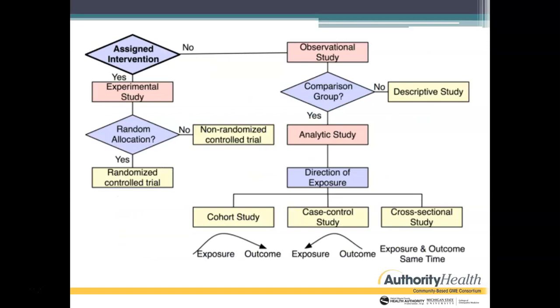So here's a pretty decent chart. If you think about it, just ask: is there an assigned intervention? If it's yes, then you have an experimental study. And then these are just the two kinds of allocations. Over here we see observational study. Is there a comparison group? If not, that's just descriptive. If yes, then you have to look at the direction of the exposure in the study. If the exposure came first and they're following the outcome over time, then you have a prospective cohort study. If they have the outcome first and they go back to look for the exposure, that's a case control. And then, of course, exposure and outcome at the same time is your cross-sectional study.